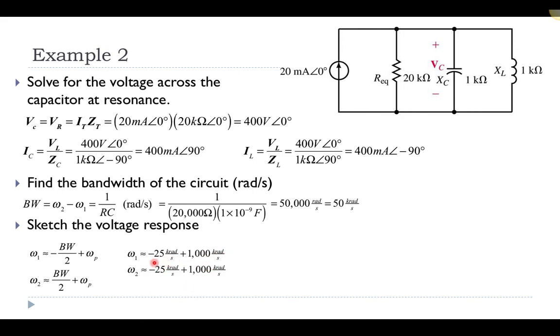And so I can subtract half of the bandwidth. Half of the bandwidth is 25. And I can add half of the bandwidth. So that should be a positive there, right? Not a negative. And I end up getting that the lower half-power frequency is 975 kilorads per second, or 0.975 megarads per second. And the upper half-power frequency is 1025 kilorads per second, or 1.025 megarads per second.